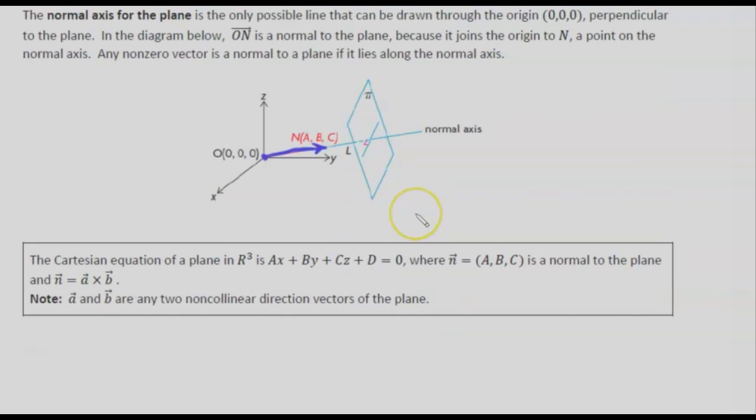Okay, and here's a blurb. The Cartesian equation of a plane, and that's what we're going to be focusing on in our cube, so 3D, is ax plus by, and now we're extending this, plus cz. We now have 3 dimensions, not just 2 dimensions. Plus d equals 0, where vector n equals ABC. That's the normal vector, and vector n is a normal to the plane. Vector n equals vector A cross product vector B. Just note vector A and vector B have to be 2 non-collinear direction vectors, so they can't be the same direction vector, they have to be unique.